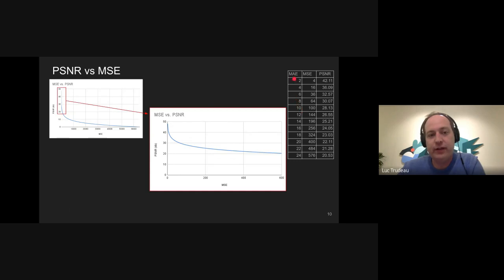If we look at the first one, you have a mean absolute error of 2. That means that over my image, on average, the pixels are going to be off by 2. That actually makes sense. I can understand that. Mean squared error of 4 is that value squared. And then PSNR related to that is 42.11. What I like about this is it gives you a feel for each PSNR value, what would be the average offset for each pixel. You can see that here.